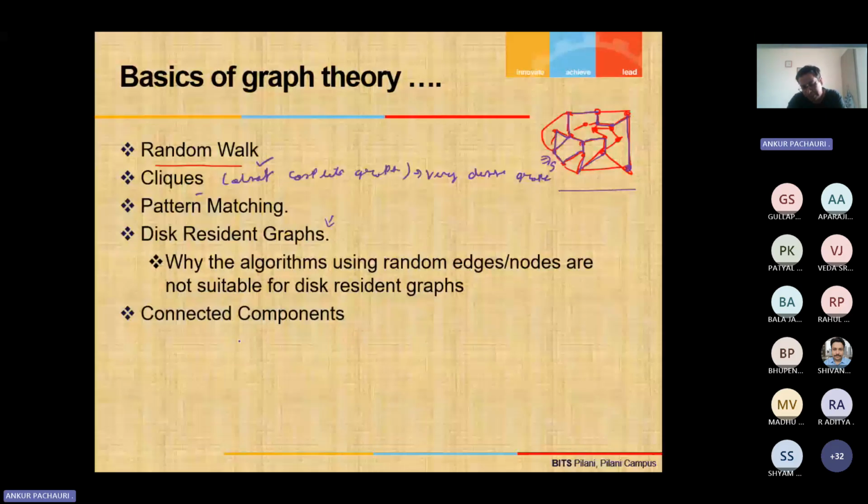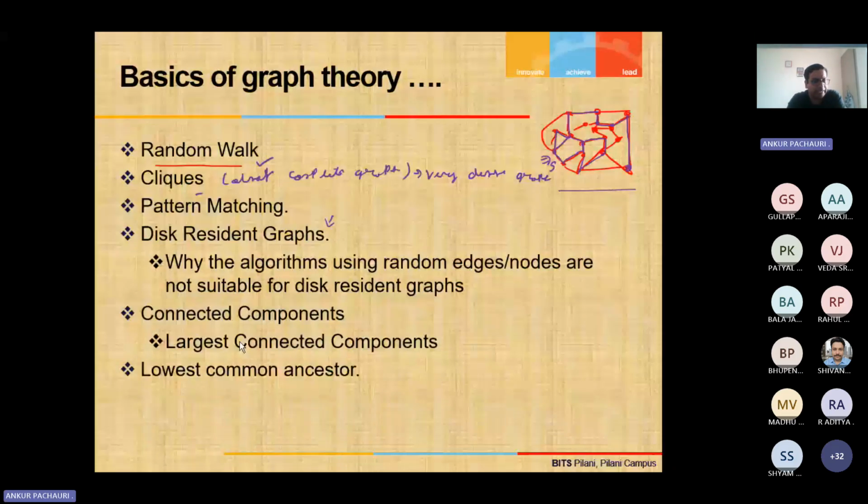Okay, so disconnected component and connected component. In that case, the largest connected component means, if a graph contains multiple parts, whichever has the highest density will be called the LCC, largest connected component. Okay, there's a term called lowest common ancestors. Lowest common ancestors is used for text mining.